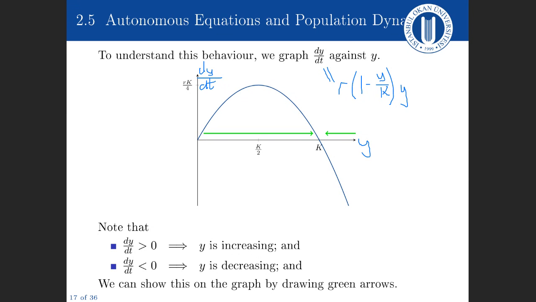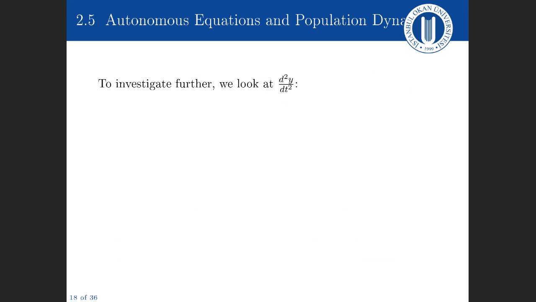When dy/dt is positive, or when y is increasing, we draw a green arrow to the right. When dy/dt is negative, which means that y is decreasing, we draw a green arrow to the left. To investigate further, we can look at the second derivative of y.